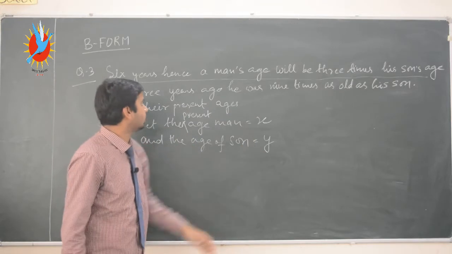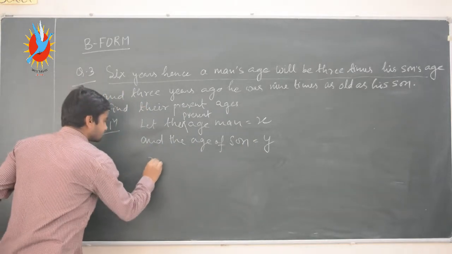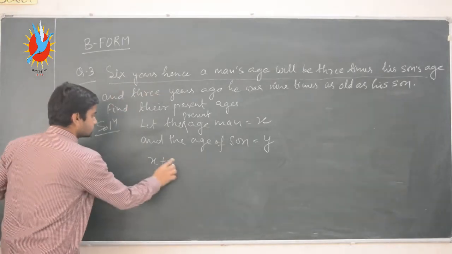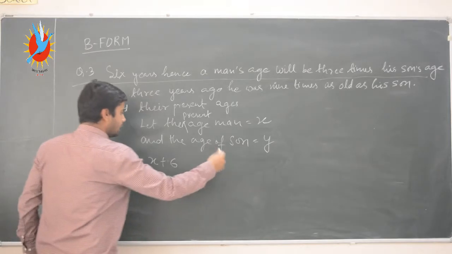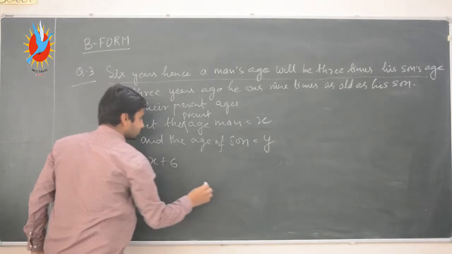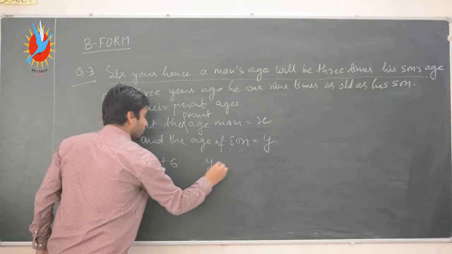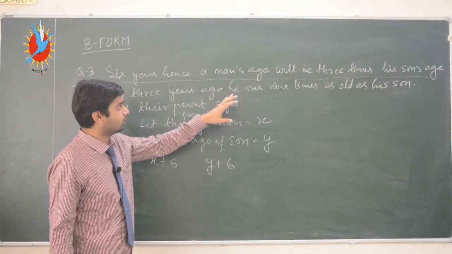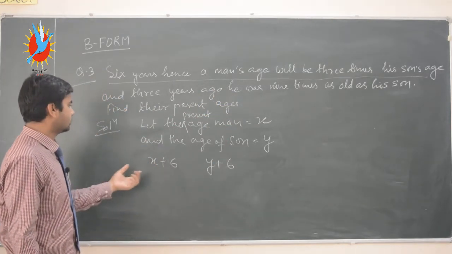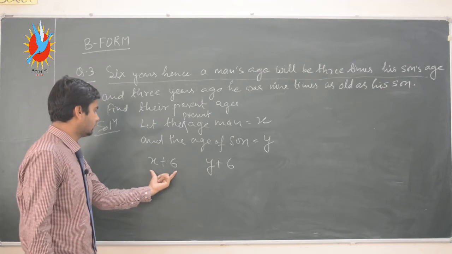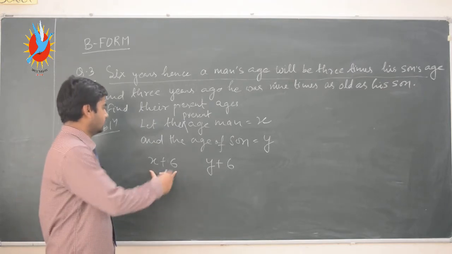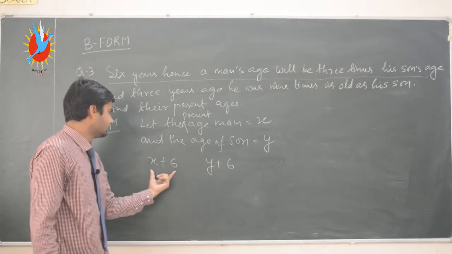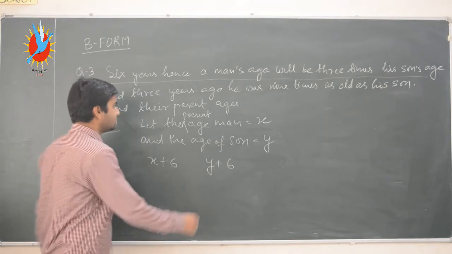Six years from now, the man's age will be x plus 6 and the son's age will be equal to y plus 6. The condition is that 6 years hence a man's age will be 3 times his son's age. So this is the son's age and this is the man's age after 6 years from now. So this is 3 times this.